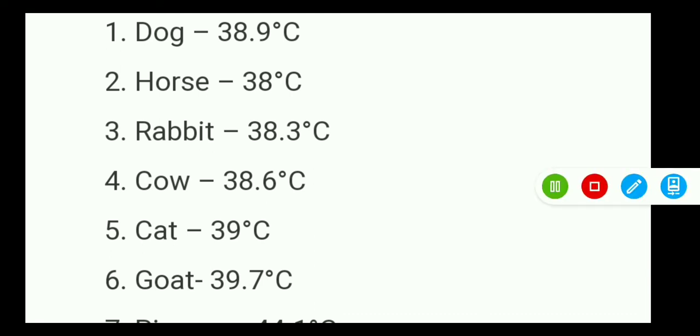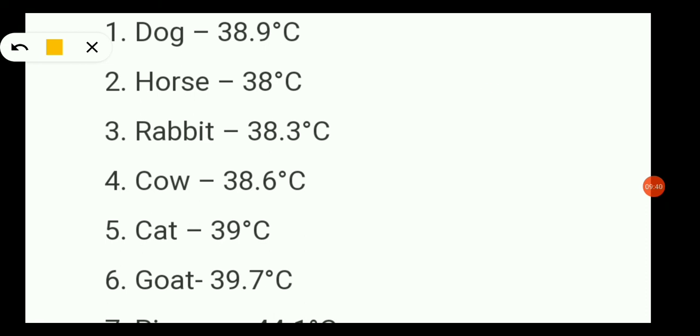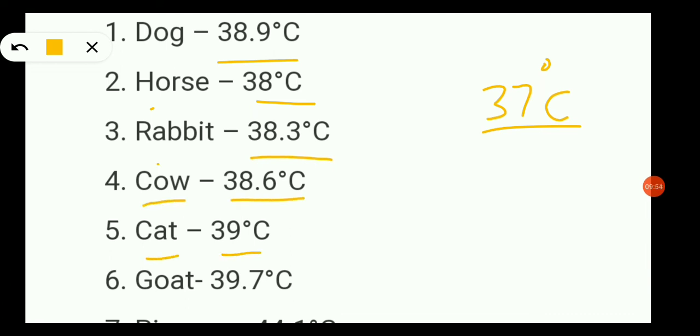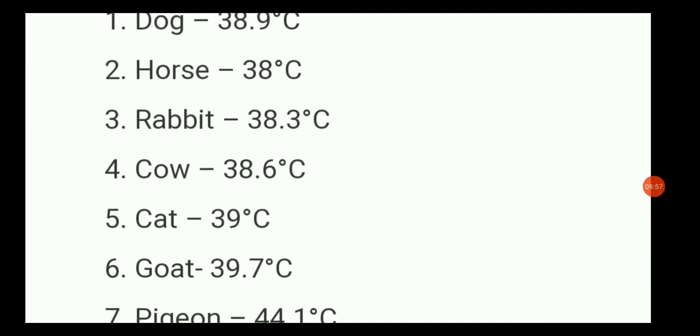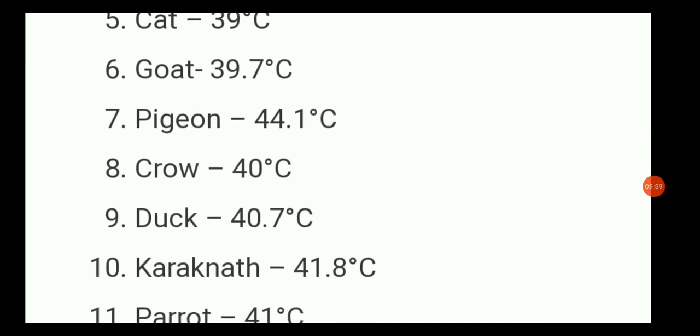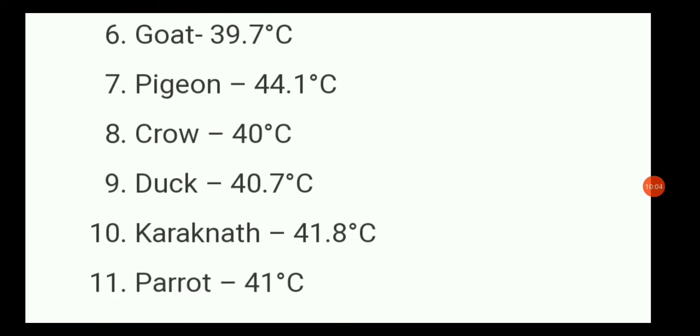We all know our human body temperature is 37 degrees Celsius. So dog's is 38.9, horse 38, rabbit 38.3, cow 38.6, cat 39, goat 39.7, pigeon 44.1, crow 40, duck 40.7, and 41.8, parrot 41 degrees Celsius.